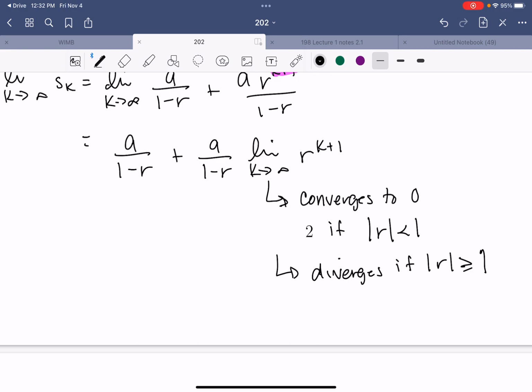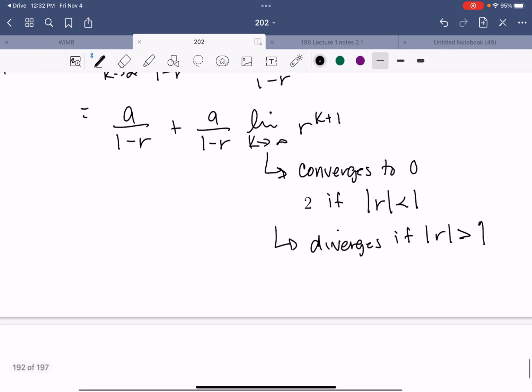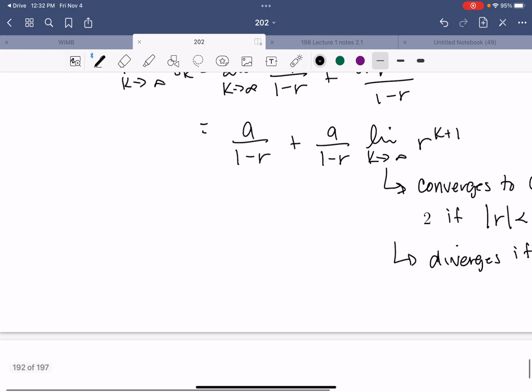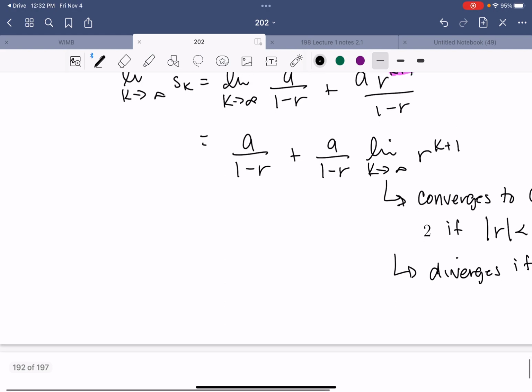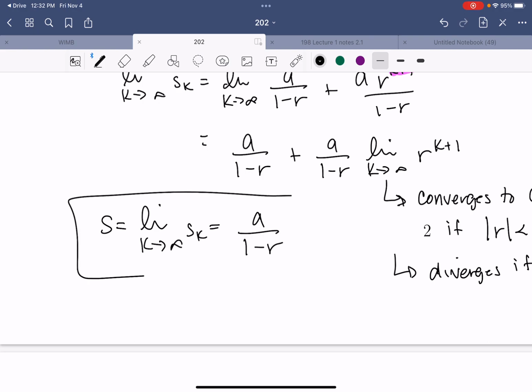Well, we'll just leave it off. We remember the -1 diverged, but the +1 converged. So we're not going to worry about that at the moment, though. So either this diverges, and if it does converge, then this whole second term becomes 0, and that means that your sum s is the limit as k goes to infinity of s_k, which just turns out to be a over 1 minus r. So that's only if the absolute value of r is less than 1.